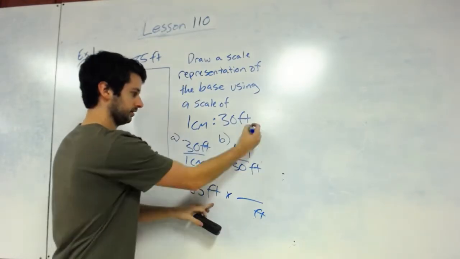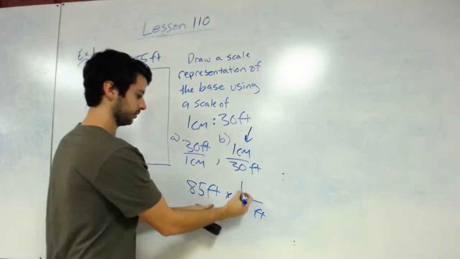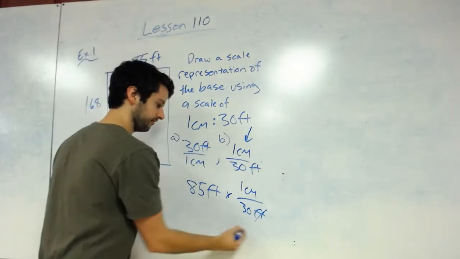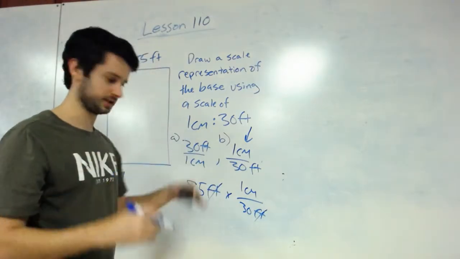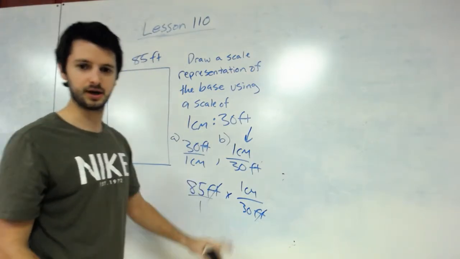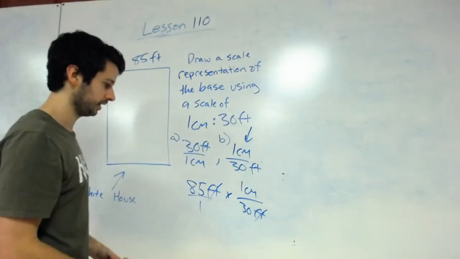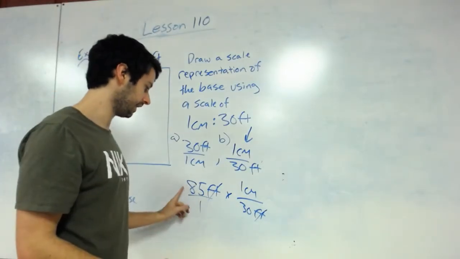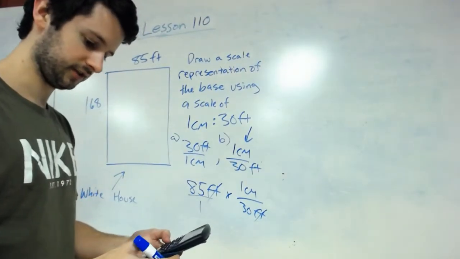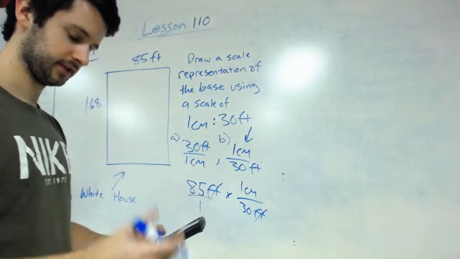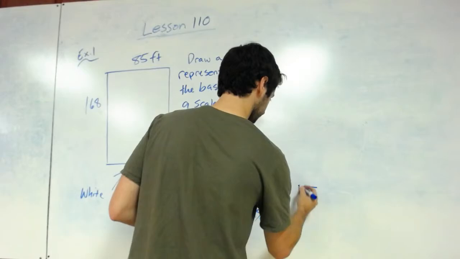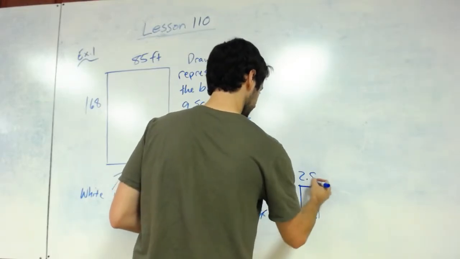Well, clearly I need this one. So I'm going to do 1 centimeter over 30 feet. So now my feet cancel out because they're opposite. Remember that this is over 1, so it's a top and bottom, numerator and denominator, that can cancel. And then we're doing 85 divided by 30. So 85 divided by 30 gives me 2.8. All right, so over here, my little scale drawing, 2.8 centimeters.